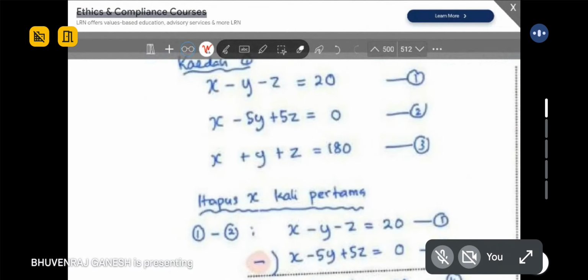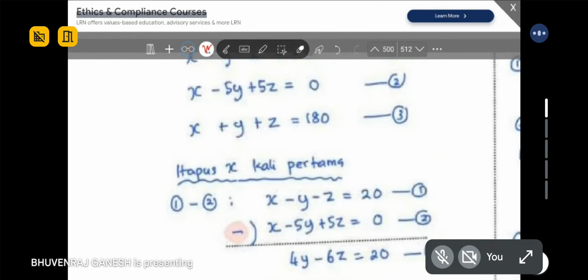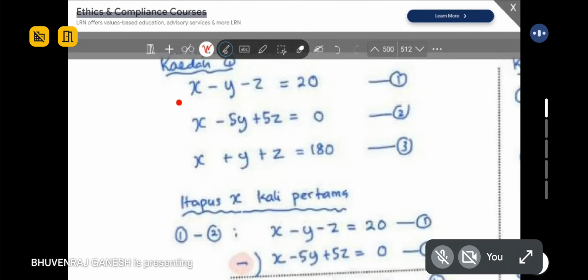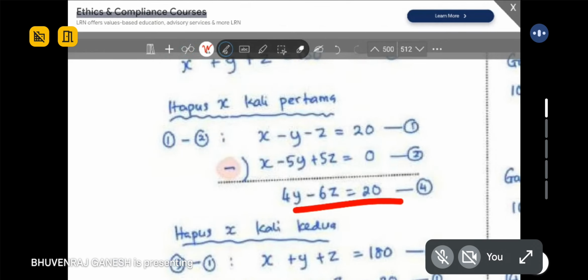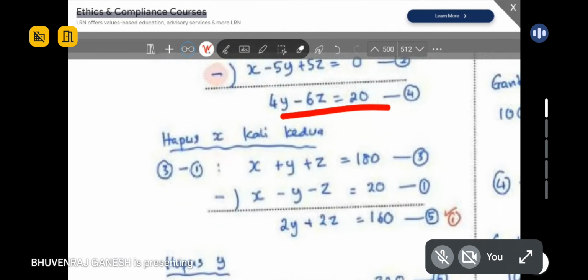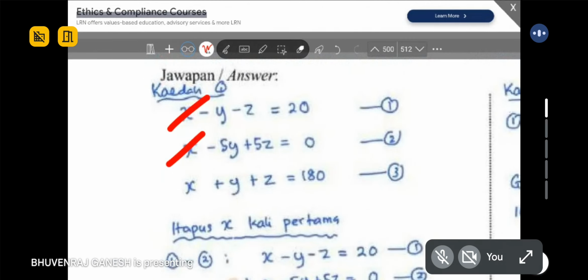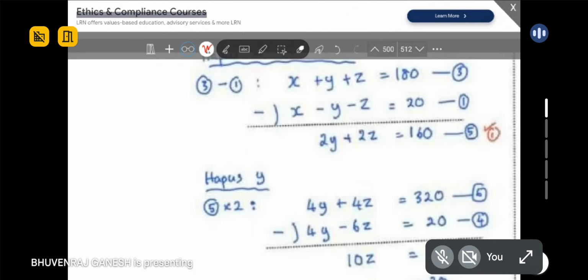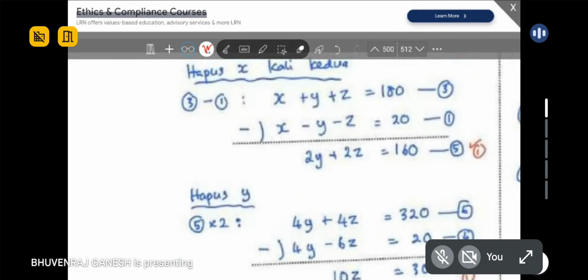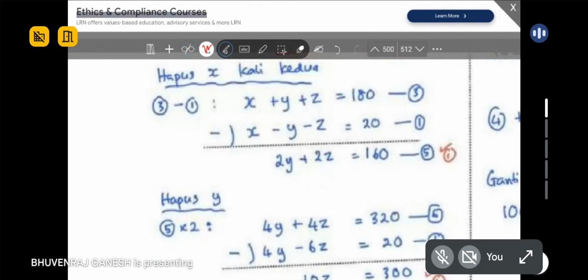This is the first method, kaedah pertama. So they use elimination, penghapusan. Okay, so you see they actually cancel out the x, something like this. So you will get this one, and then you hapuskan sekali lagi. You choose equation 3 and equation 1, or 2 and 3 also can, depend on you. This chapter is very bebas one, guys. Tak ada kaedah yang fix. So whatever method you use is correct, as long as your final answer betul.